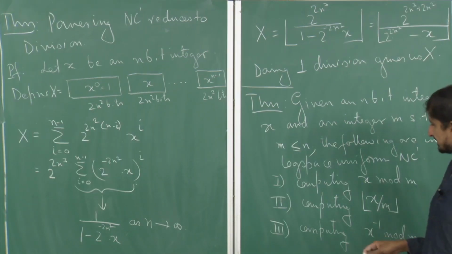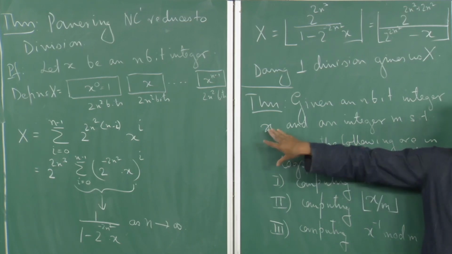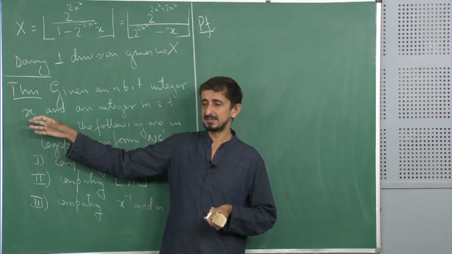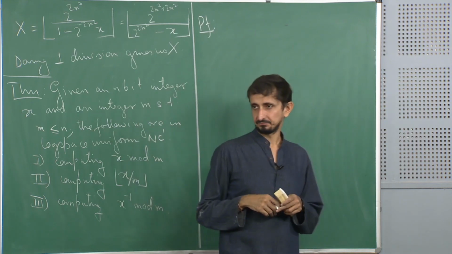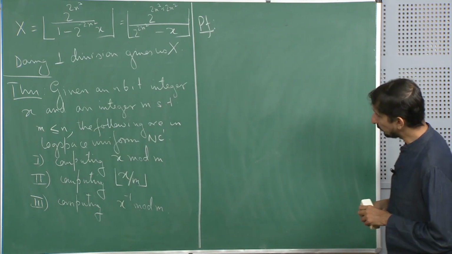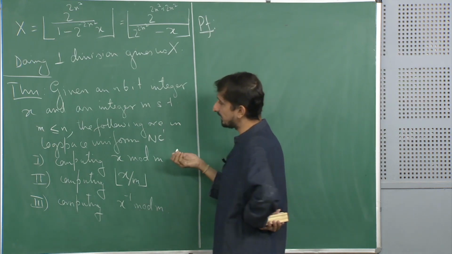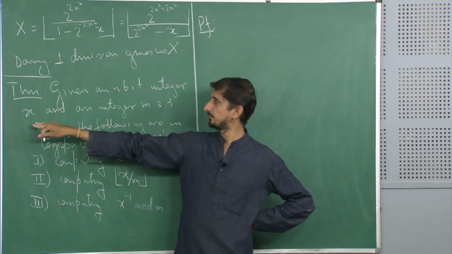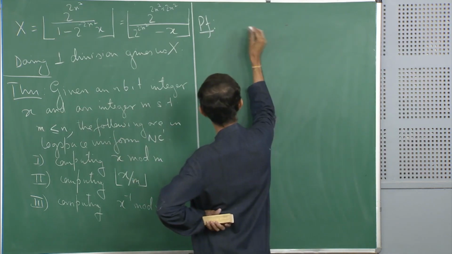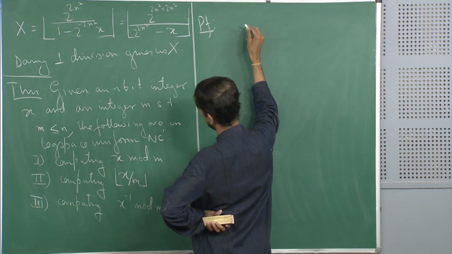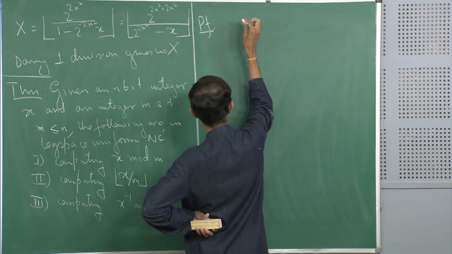So as I said, observe that m is much smaller compared to x. Okay, so x can be as large as 2 to the power n, but m is only at most n. So the first step of the proof is to pre-compute some quantities which are independent of x and m, which only depend on n. Well, actually it will depend on m, but I will just come to that.